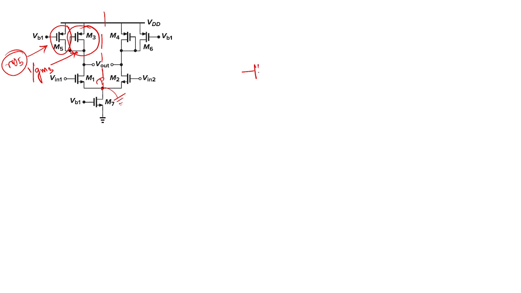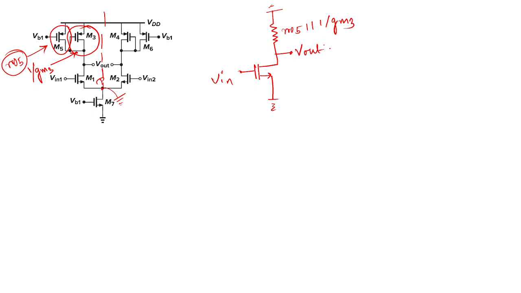In the AC analysis, this point is an AC ground, and these two resistances are in parallel. So ro5 in parallel with 1/gm3, and this is also ground. This is our input, and this is the output.